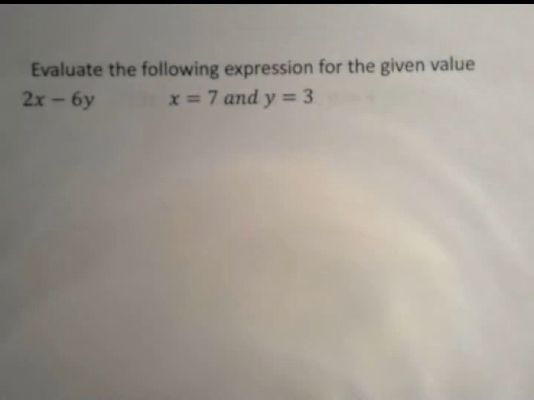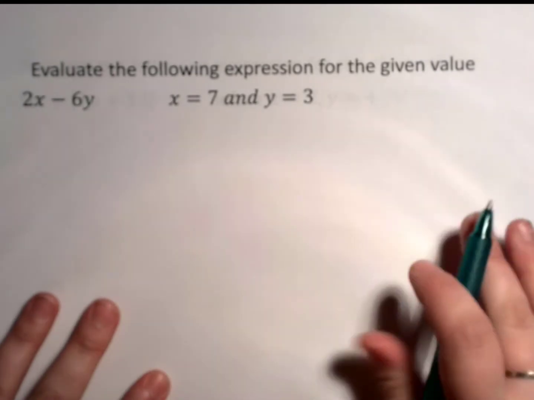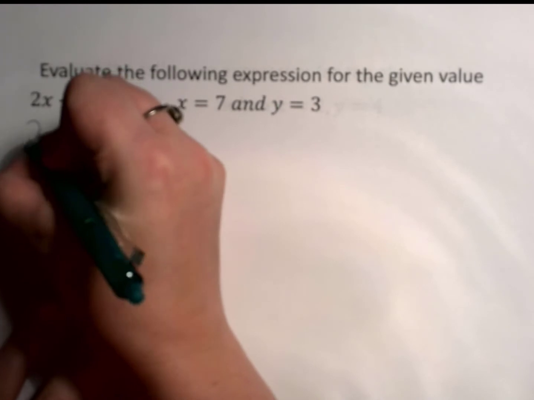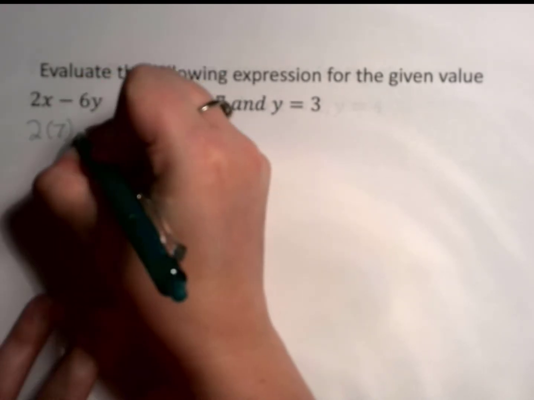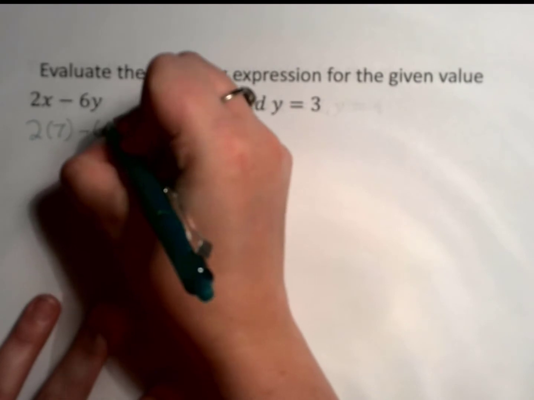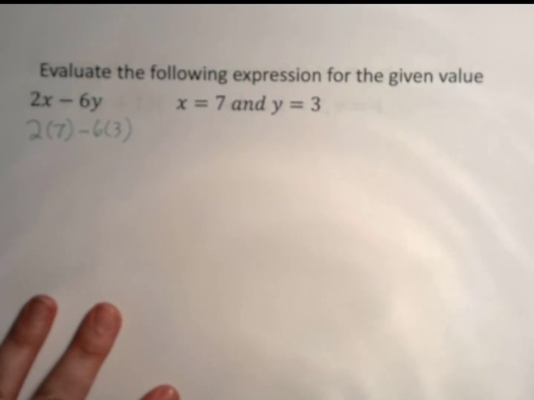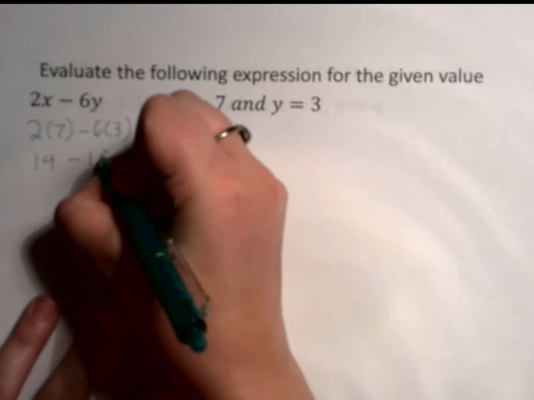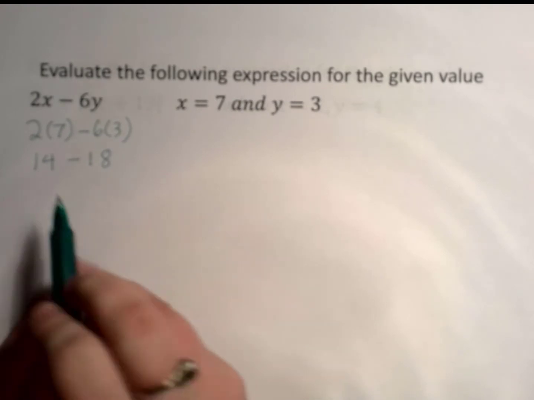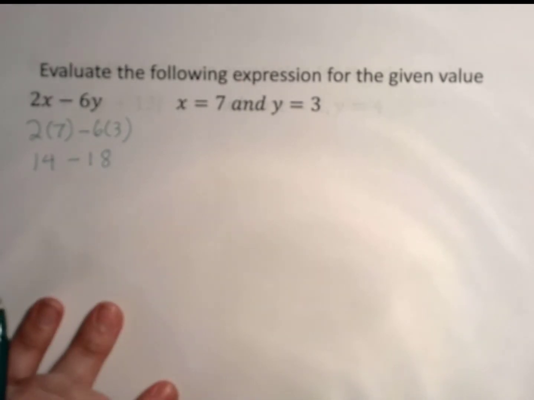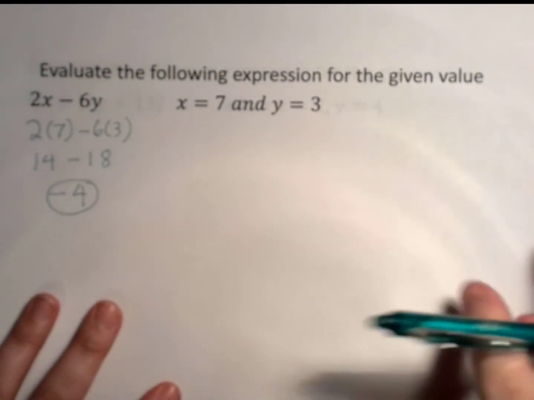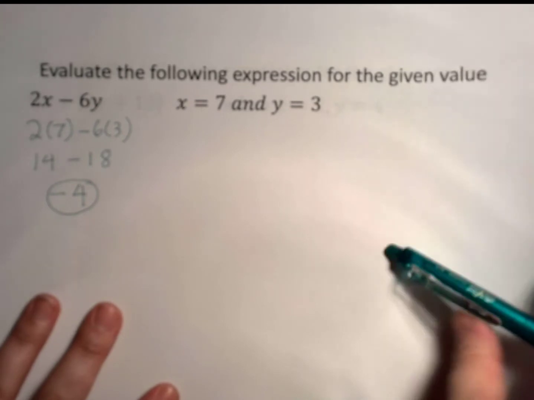So let's look at another one. This time I have two variables. I have x is equal to 7 and y is equal to 3. I'm going to take and plug in. So I'm going to do 2 times 7 minus 6 times 3. 2 times 7 is 14, minus 6 times 3, which is 18. 14 minus 18 is a negative 4. Okay.